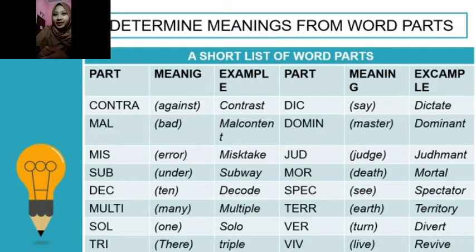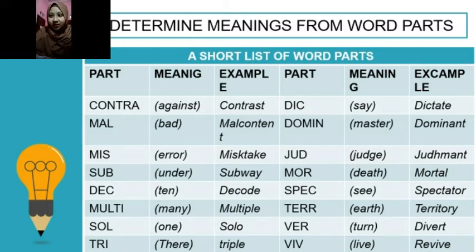Okay, this is skill 9, determine meaning from word parts. A short list of word parts. Contra, meaning against. Example, contrast. Mal, bad, malcontent. Mis, error, mistake. Sub, under, subway. Dec, ten, decade. Multi, many, multiple. Sol, one, solo. Tri, three, triple. Dict, speak, dictate. Domin, master, dominant.